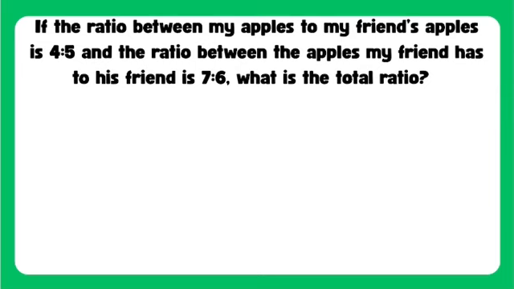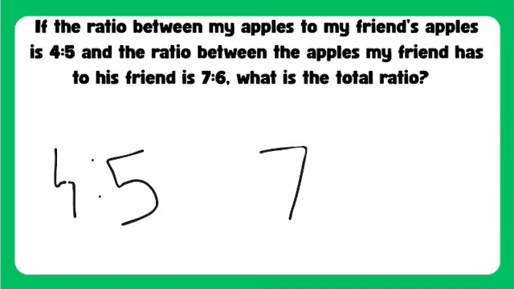If the ratio between the apples I have to my friend's apples is 4 to 5, and the ratio between the apples my friend has to his friend is 7 to 6, what is the total ratio between all three of us? So let's say that I am person number A and my friend is person B. So I have 4 apples and the ratio is 4 to 5. Now my friend to his friend, the ratio is 7 to 6. So when you combine two ratios, it becomes a little complicated.